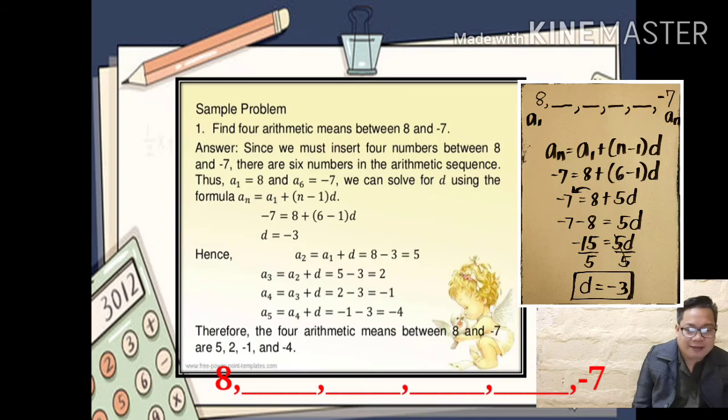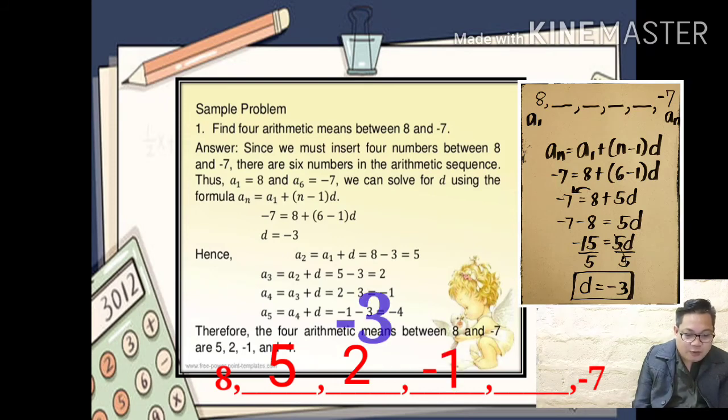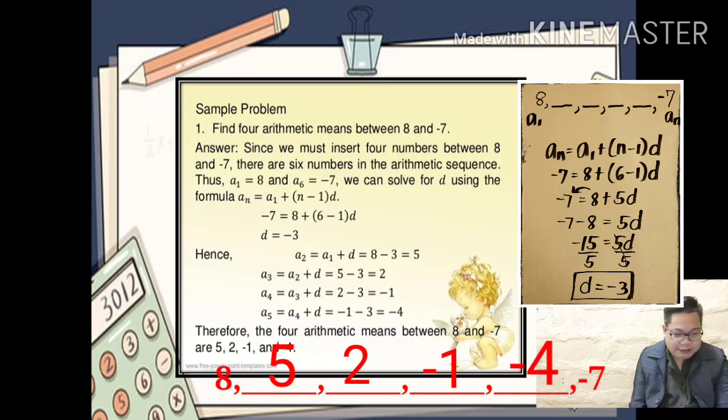Ang unang term natin ay 8. So, 8 minus 3 equals 5. Then, 5 minus 3 equals 2. Then, 2 minus 3 equals negative 1. Then, negative 1 minus 3 equals negative 4. Tama ulit tayo sa ating sequence.